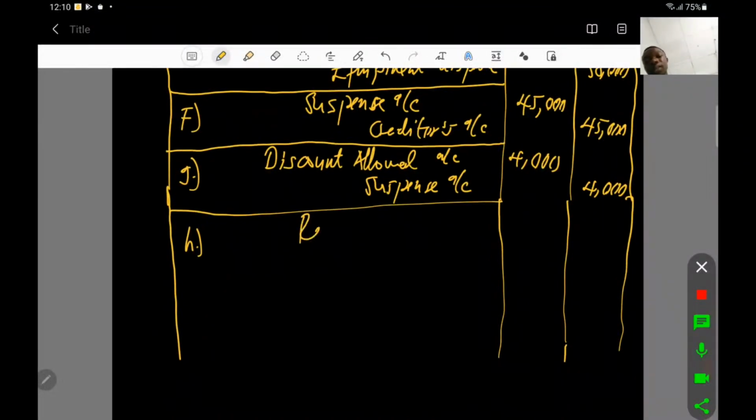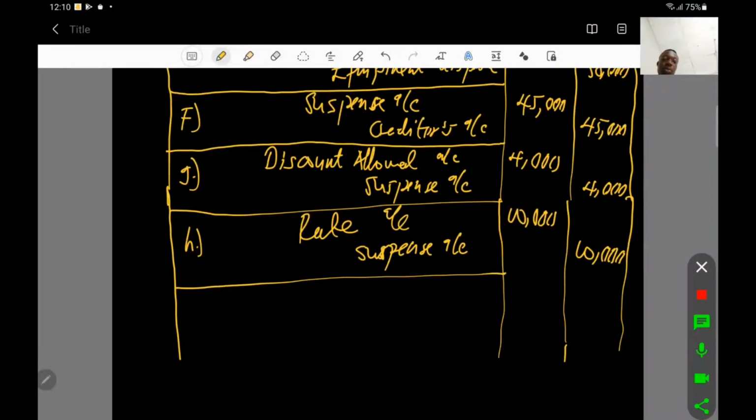So the rate account, the figure was 10,000. So just write here 10,000. Okay, and then you tell us that the suspense account will take care of the difference, that is going to be the difference. You tell us that rate balance omitted now entered. Rate balance omitted now entered.